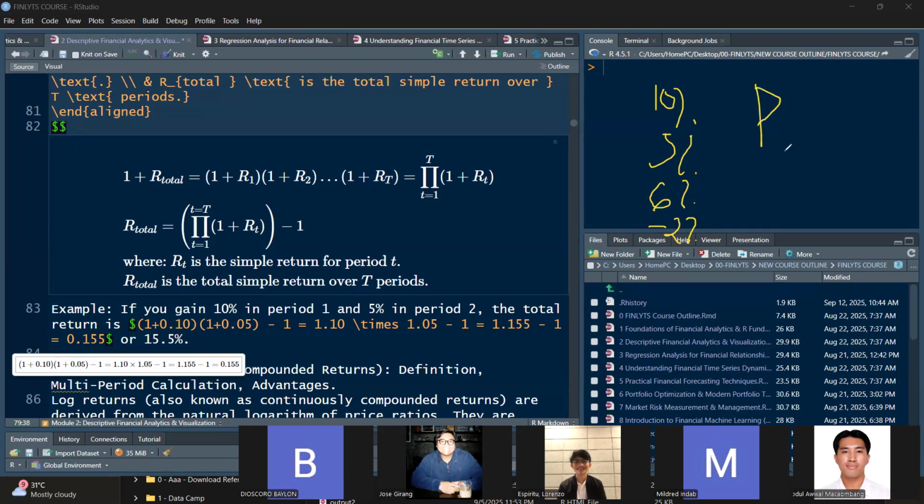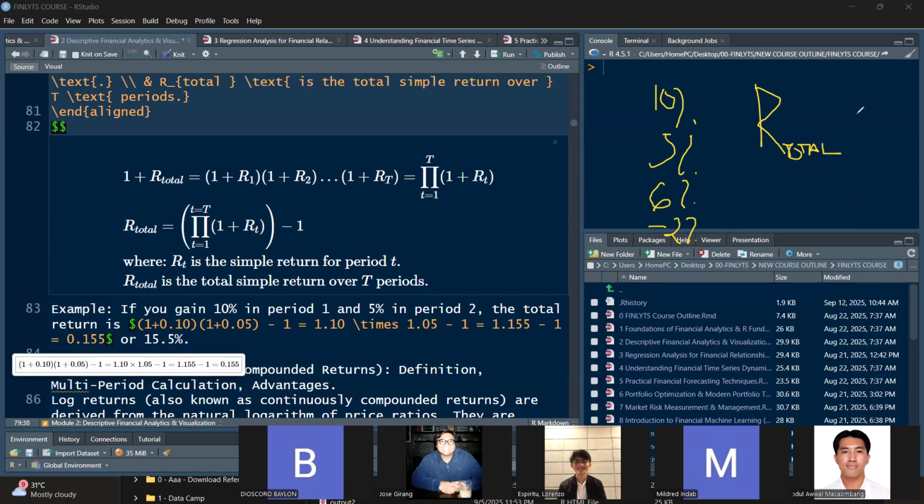R total. So this one, class, has 4 returns, which means that there are 5 asset prices here, right? So this one means that there are 2 asset prices here, right? So 4 returns, 5 asset prices. So how do we now get the total returns? Simple returns, class. We're talking of simple returns.